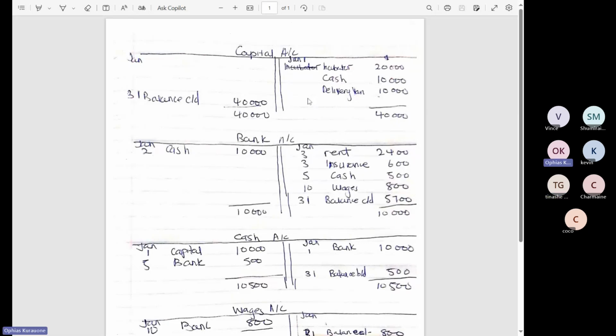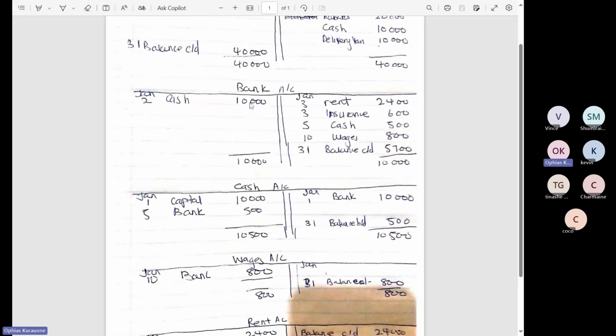Okay, so I just want to go through what we're discussing here. For the capital account, I'll just quickly look at this one. Capital account, here we've got the incubator, 2,000 cash, 1,000 delivery, then the balance carried down. So this 40,000 should be written on the trial balance.